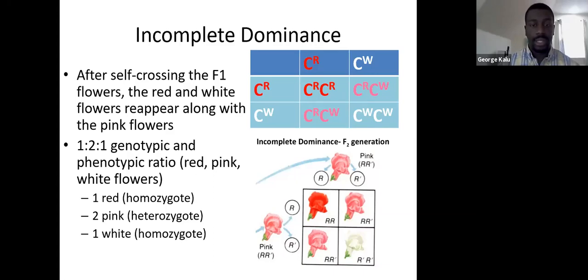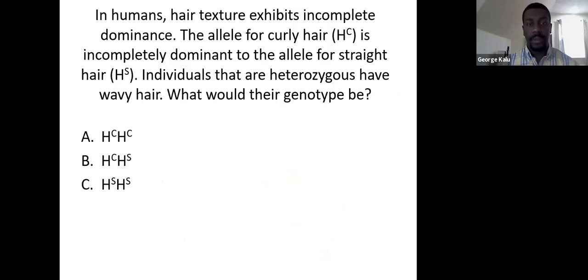All right, so we're going to do a quick example here. In humans, hair texture exhibits incomplete dominance. The allele for curly hair, HC, is incompletely dominant to the allele for straight hair, which is HS. Individuals that are heterozygotes have wavy hair. What would their genotype be? Would it be HCHC, HCHS, or HSHS for a heterozygous individual? It would be HCHS. If they're heterozygous, they're going to have one copy of each allele, so they're going to be HCHS.